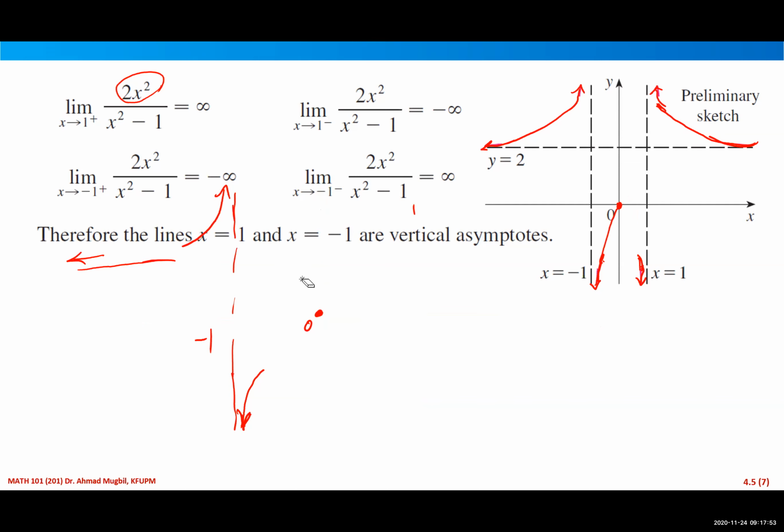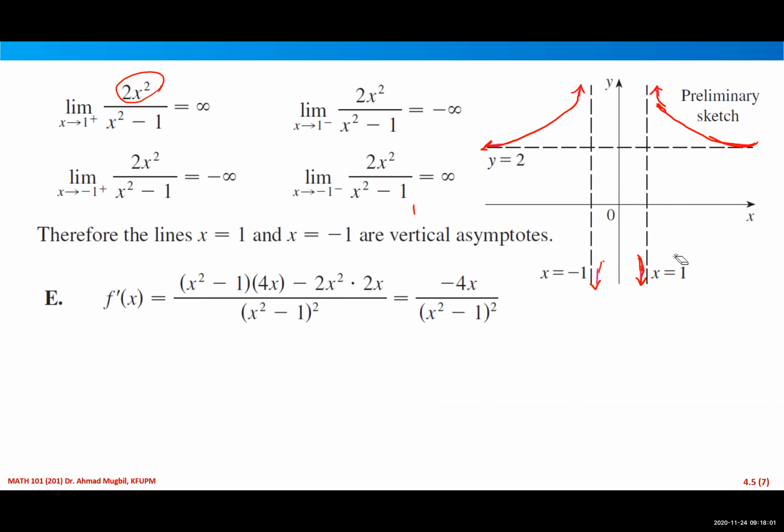So to make sure about how it looks, you need to continue. Let's see what we can figure out more. We need to know where it is increasing, where it is decreasing, and where the local maximum and minimum are. So find the first derivative, guys. This is the function.